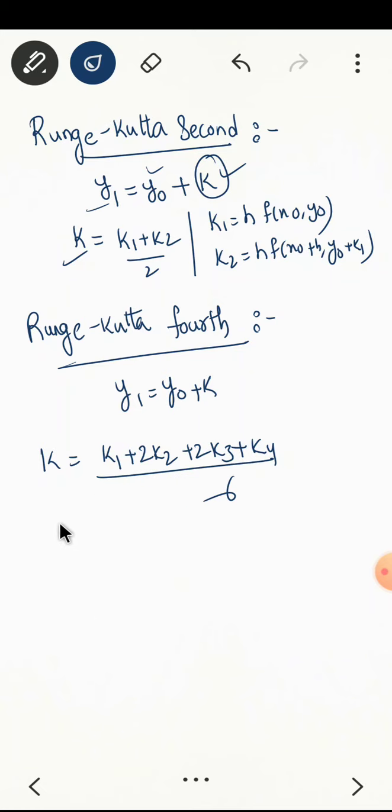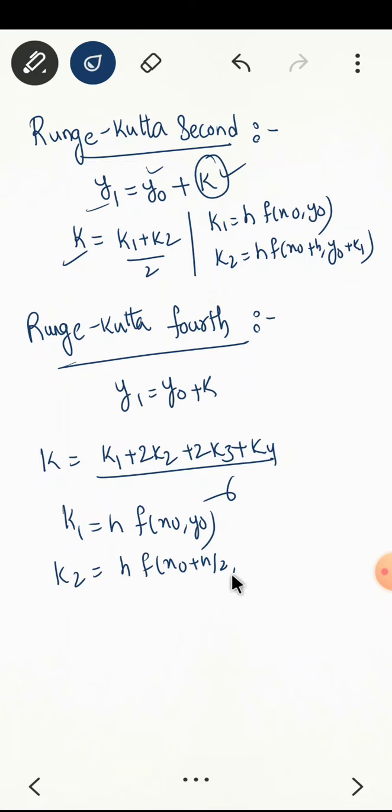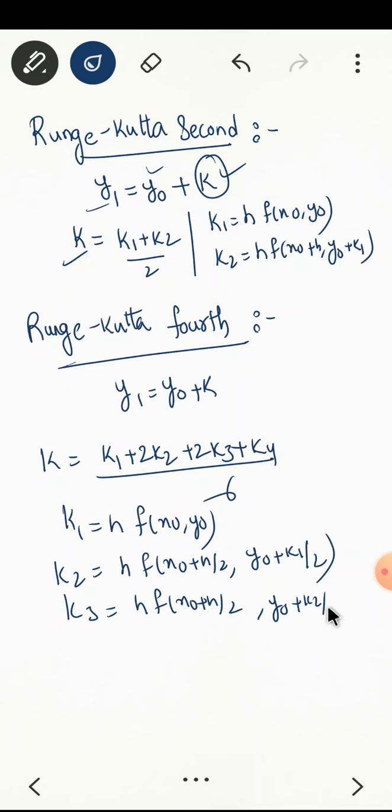So here k1 is equal to h into f of (x0, y0), then k2 is equal to h into f of (x0 plus h by 2, y0 plus k1 by 2). k3 is equal to h into f of (x0 plus h by 2, y0 plus k2 by 2). Then k4 is equal to h into f of (x0 plus h, y0 plus k3). These formulas you should learn in order to solve the problems. We will solve some problems related to Runge-Kutta second and fourth order methods.